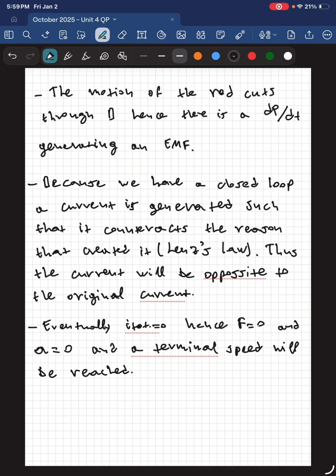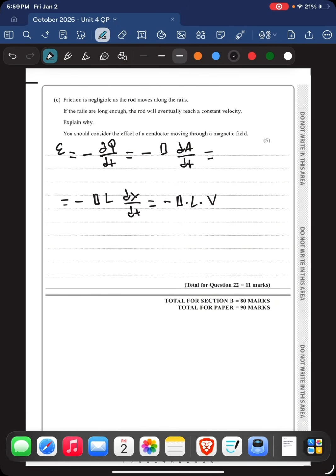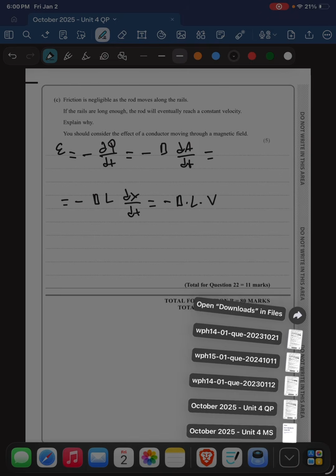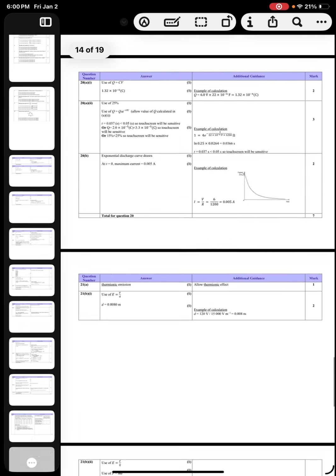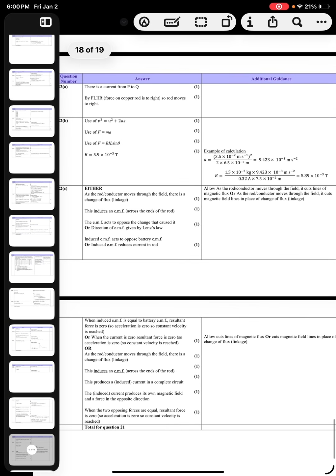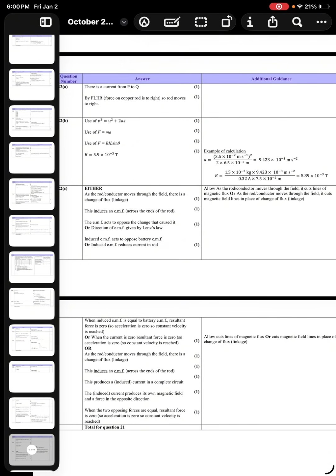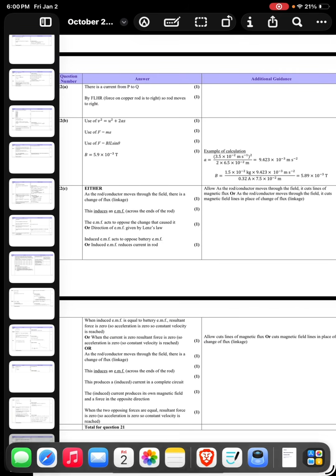This was a long test. Actually, let me open the mark scheme. I'm a little bit insecure now for some reason. Okay, the mark scheme is over here. This was the last question. Question 22, part C. As the rod moves through the field, there is a change of flux, which induces an EMF. The EMF acts to oppose the change that caused it. Induced EMF acts to oppose battery EMF, or when the current is 0, resultant force is 0. So that's a correct answer.